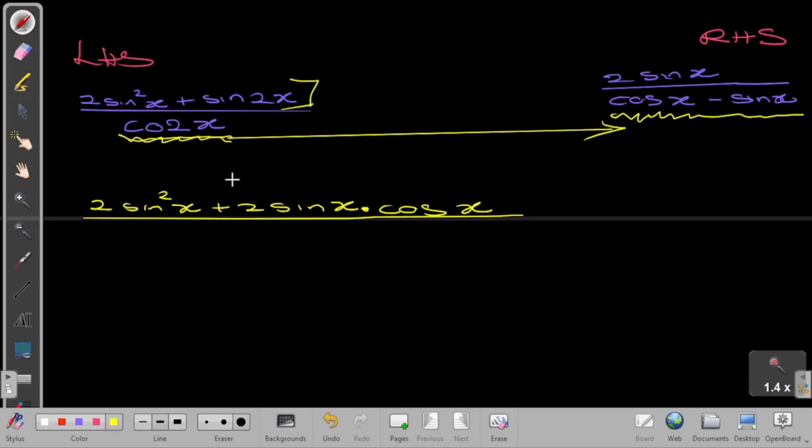Right, without doing much thinking, you can just convert this using your formula sheet. Using your formula sheet, what do you know about this? We all know that cos 2x is a double angle, and it's also equal to cos squared x minus sine squared x. Isn't that right? So it's also equal to this.